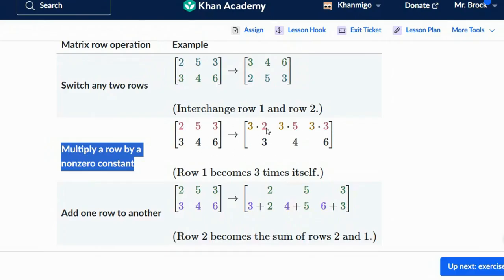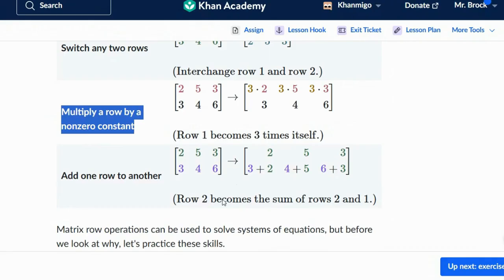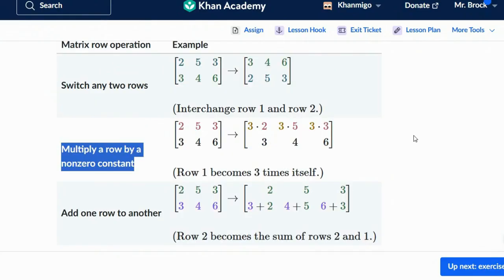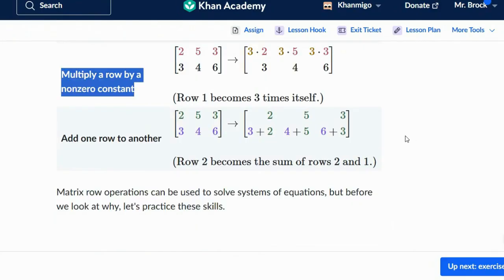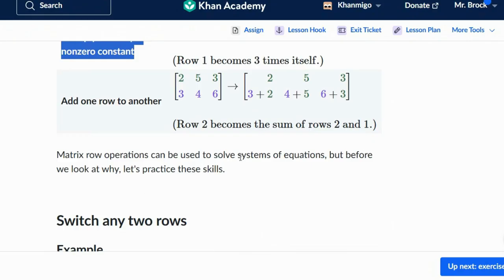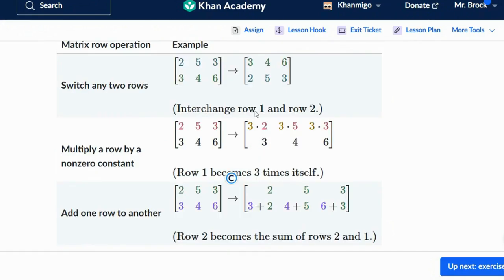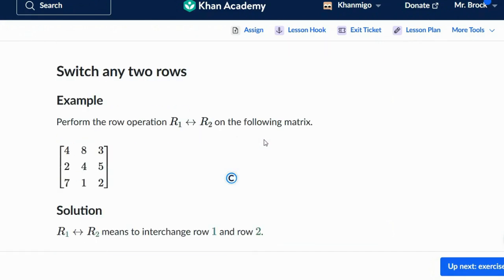We could do that. Then we could get really fancy and say row 2 becomes the sum of rows 2 and 1. So the first row would not change, but for the second row, we're going to add these rows together. 2 plus 3, 5, 4 plus 5, 9, and 6 plus 3, 9. This row would change to be 5, 9, 9. And you're like, why would we ever do that? Well, if you think about how we solve systems of equations, you'll see that there are times this will work, and we'll look at more of that. They can be used to solve systems of equations by doing these kinds of operations. So let's look at switch any two rows.